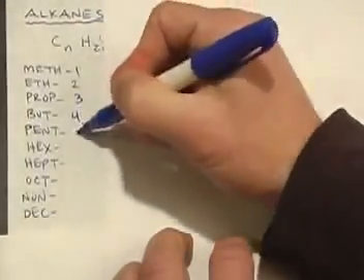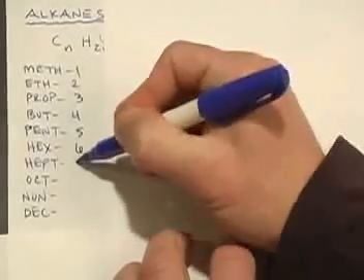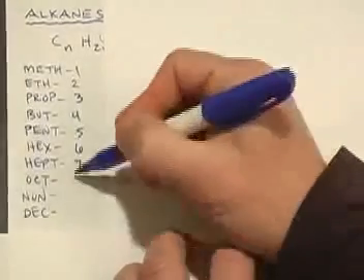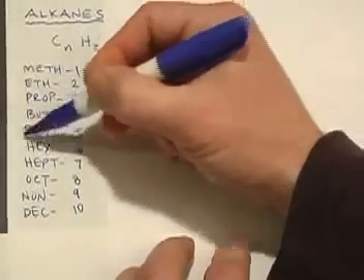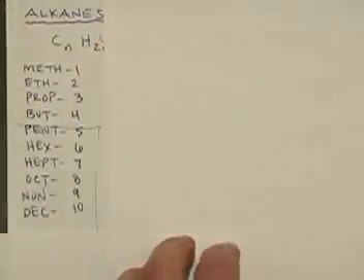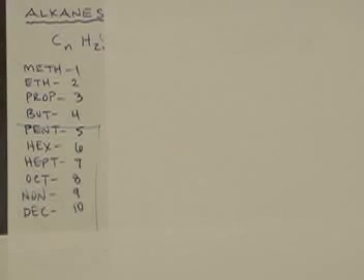For 4, it's but. 5, it's pent. 6 is hex. 7 is hept. 8 is oct. 9 is non. 10 is dec. And from about here on down, it should look familiar. It's just the first 4: meth, eth, prop, but. That might look a little bit different.